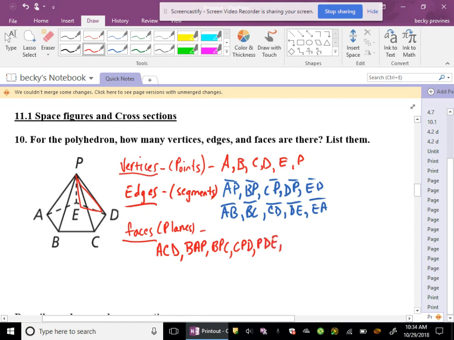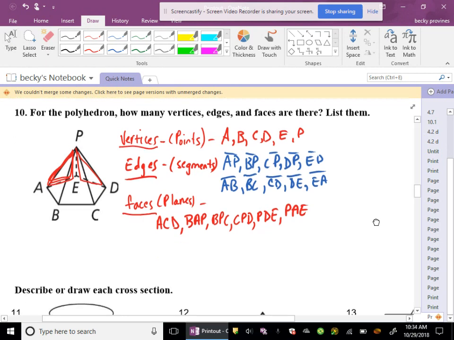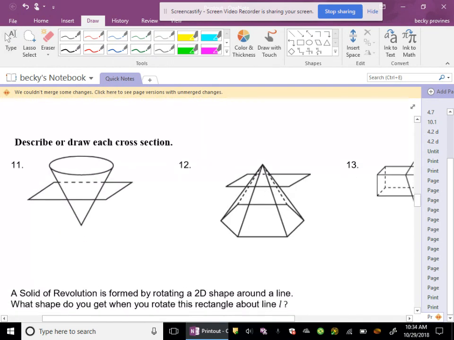And again, the order of my letters really makes no difference. And then let's do this last one, which is PAE. Okay, so we're finished. We've named all the edges, vertices, and faces. So again, if you don't understand these vocab words very well, or you're afraid you're going to forget them, write them on your index card.